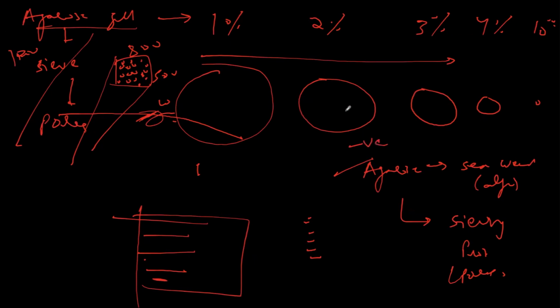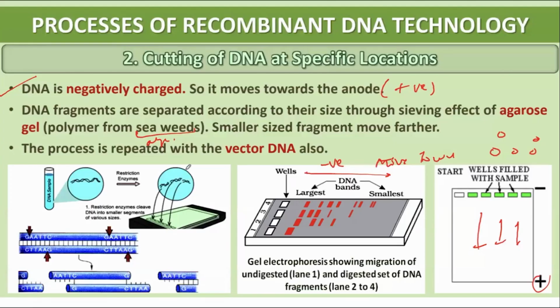Second, we know that DNA is negative, so it moves towards the positive, that is the anode. So this is how electrophoresis works. So after the digestion of the DNA, it is loaded on the gel, and then it is separated based on the size, and we take out the desired band. The same thing is done with the vector DNA as well.